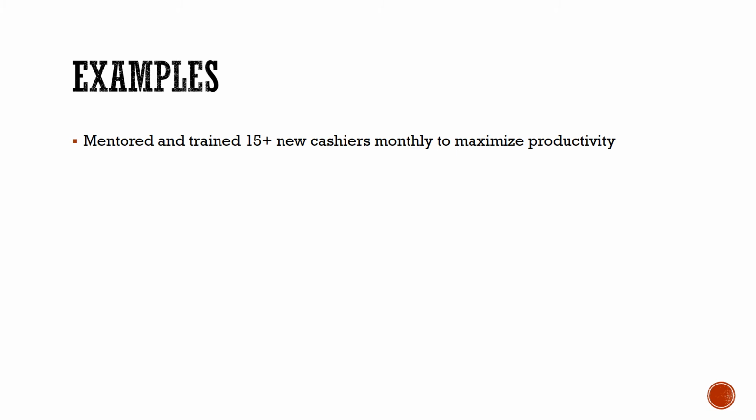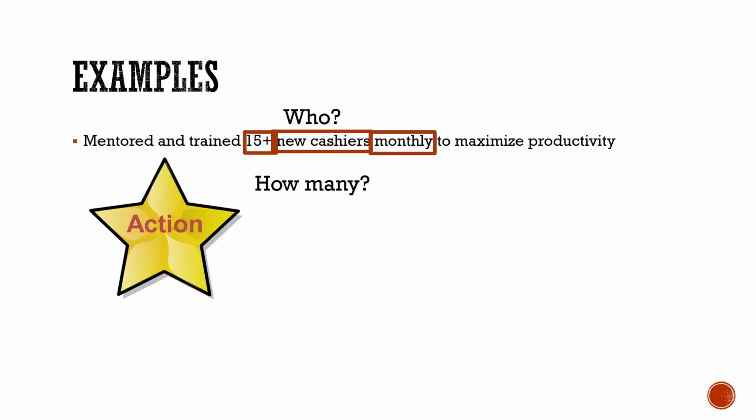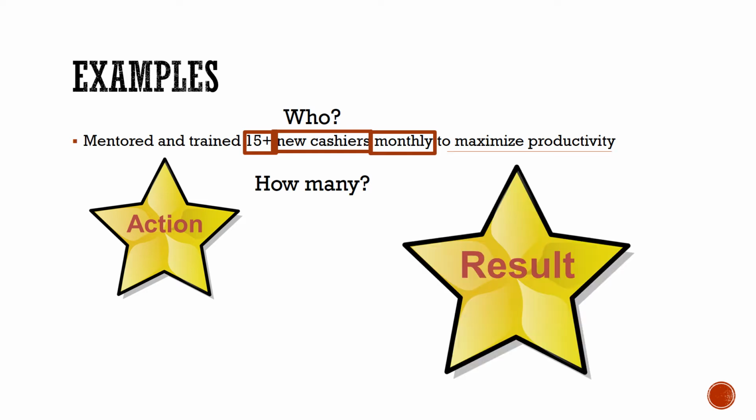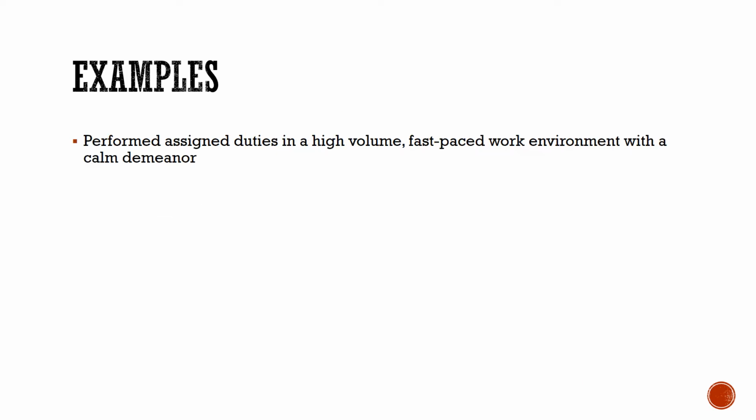Let's look at another one. "Mentored and trained 15 plus new cashiers monthly to maximize productivity." New cashiers answers who. 15 plus monthly answers how many. Mentored and trained is the action. And to maximize productivity is the result. Here's another one.